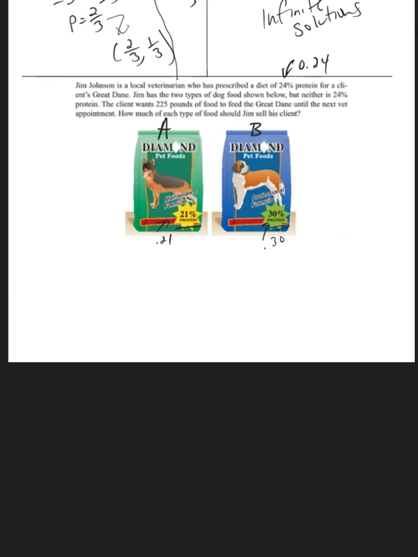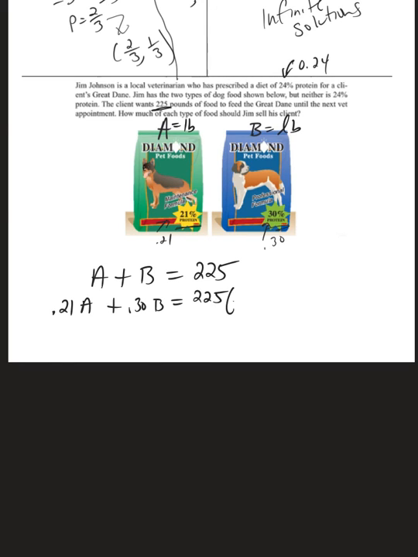Things I know. If A is going to be pounds of the first bag and B is pounds of the second bag, and I add up how much I need altogether, 225 pounds is how many we need together. If you add up all the pounds, it should be 225. I also know that the percentage of protein in A is going to be 0.21. The percentage of protein for B is 0.30. And by the time we're done, we want 225 pounds of 0.24. We have built ourselves a system.